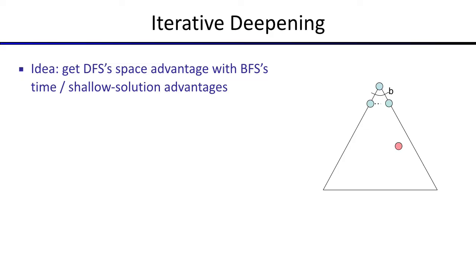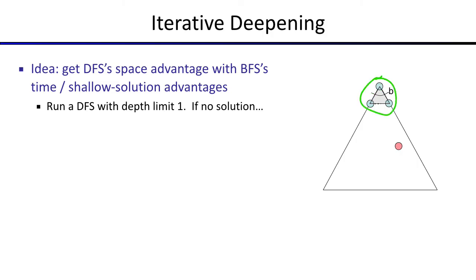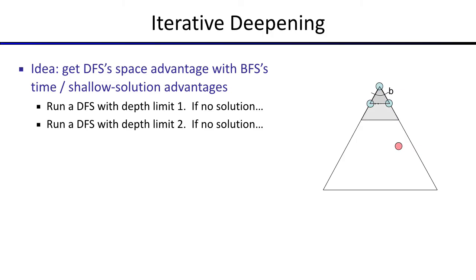So the way this works is we say first, run a depth first search on the subtree of depth 1. So a subtree of depth 1, that's just the root node. And then if there's no solution, or sorry, depth 0 is the root node, depth 1 is all of these. If there's no solution, then start over, but this time run a depth first search with a depth limit of 2.